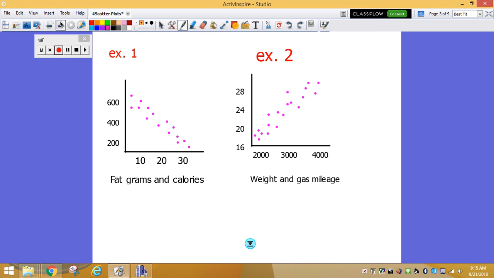Okay? So, let's look at these two examples and figure out if they are positive or negative. So look at example 1. What do you think it is? Hopefully you said negative. Those lines are going down, which means it is a negative correlation. Check out example 2. Hopefully you said positive because these lines are going up. So negative correlation for example 1, positive for example 2.